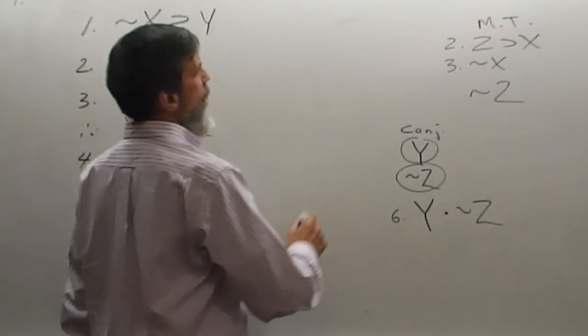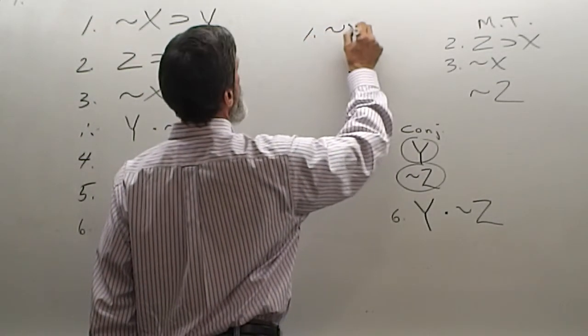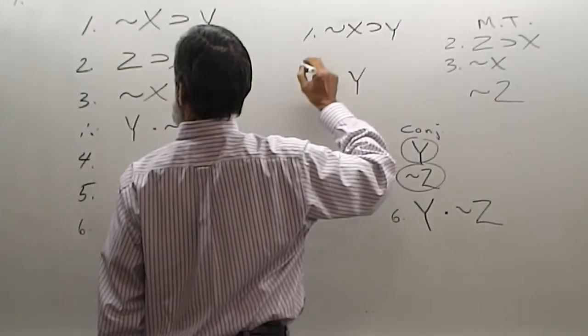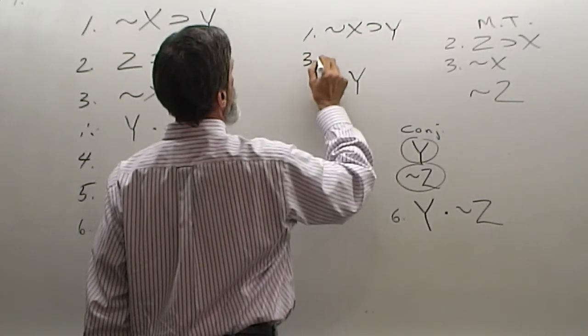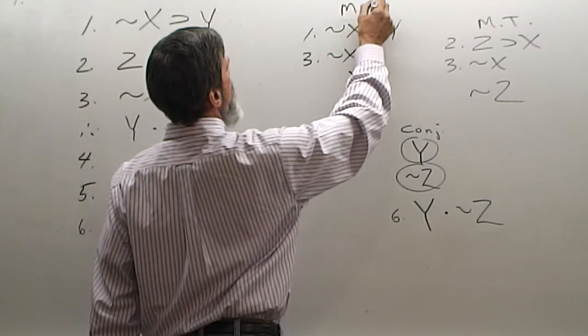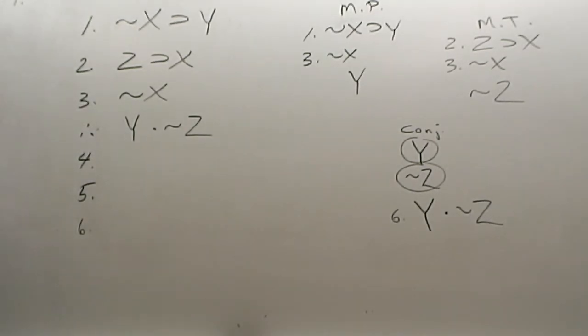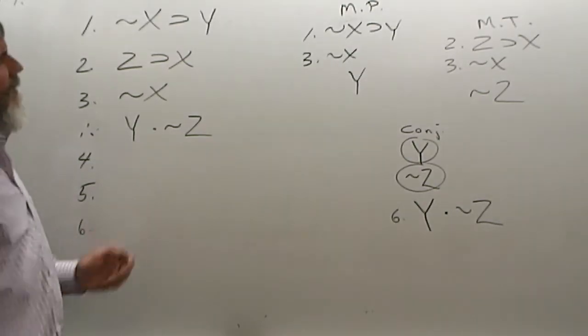How are you going to get Y? Line 1. I think you need more than line 1. And what rule? Exactly the ones we noticed when we looked over the premises at the beginning. Exactly. Now, look at this.